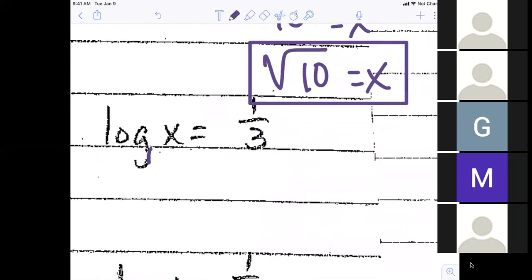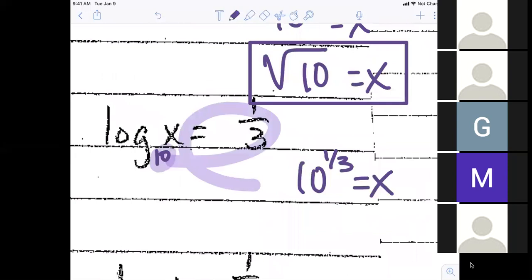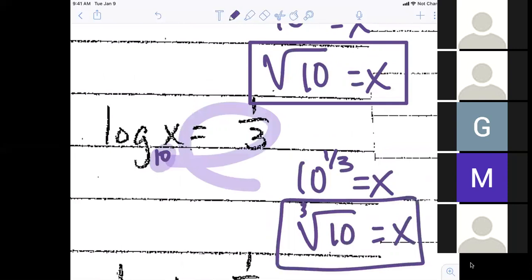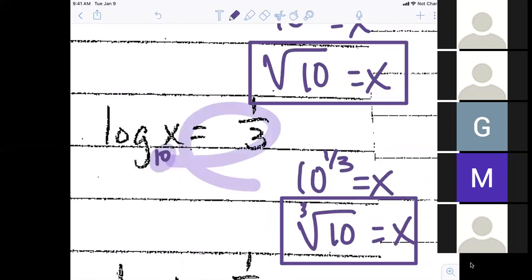Similarly for the next one, but this one's a 1/3 as my exponent. So 10 to the 1/3 equals x. Instead of a square root, it's still a radical, but it's got a little 3 out front because it's a cube root now. Again, cannot factor tree. There's not any perfect cubes in 10, so we're going to leave that as it is.